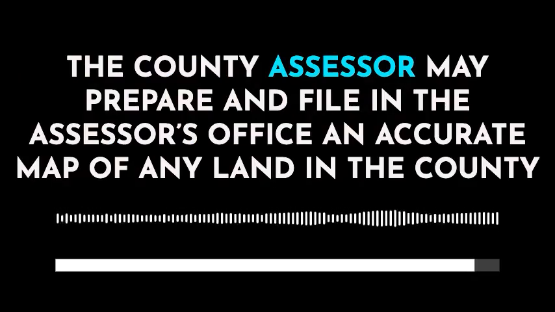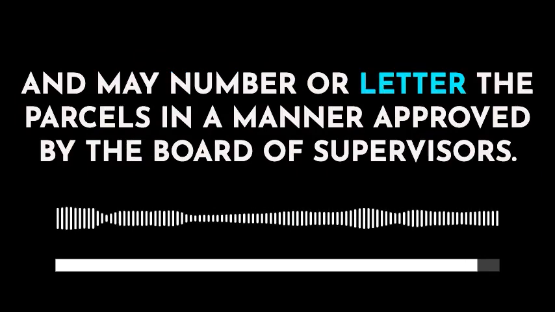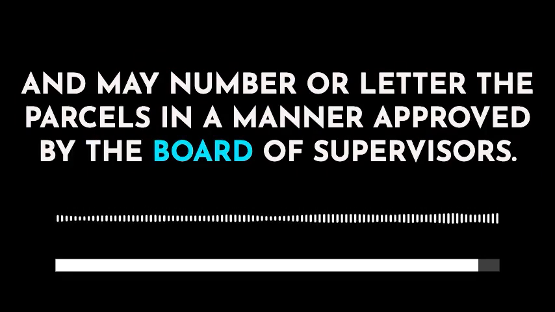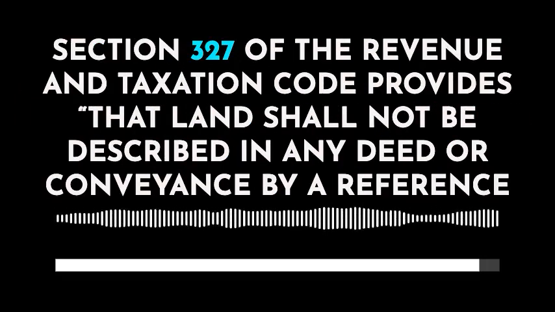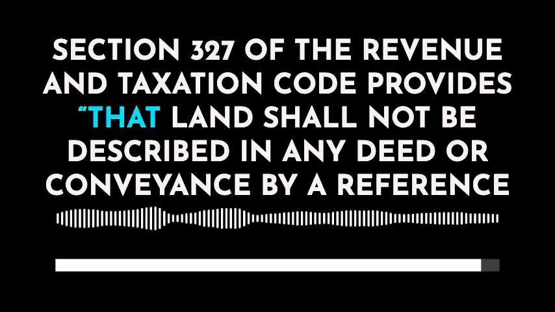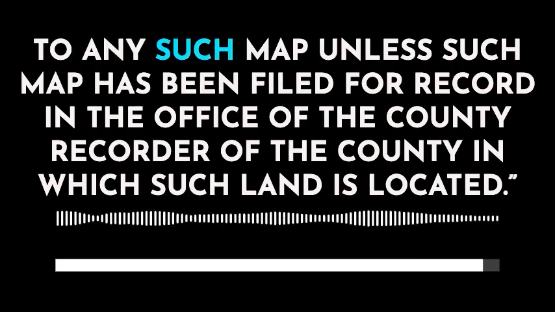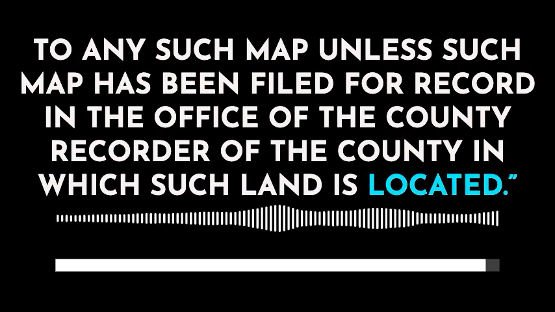The county assessor may prepare and file in the assessor's office an accurate map of any land in the county and may number or letter the parcels in a manner approved by the Board of Supervisors. Section 327 of the Revenue and Taxation Code provides that land shall not be described in any deed or conveyance by a reference to any such map unless such map has been filed for record in the office of the county recorder of the county in which such land is located.